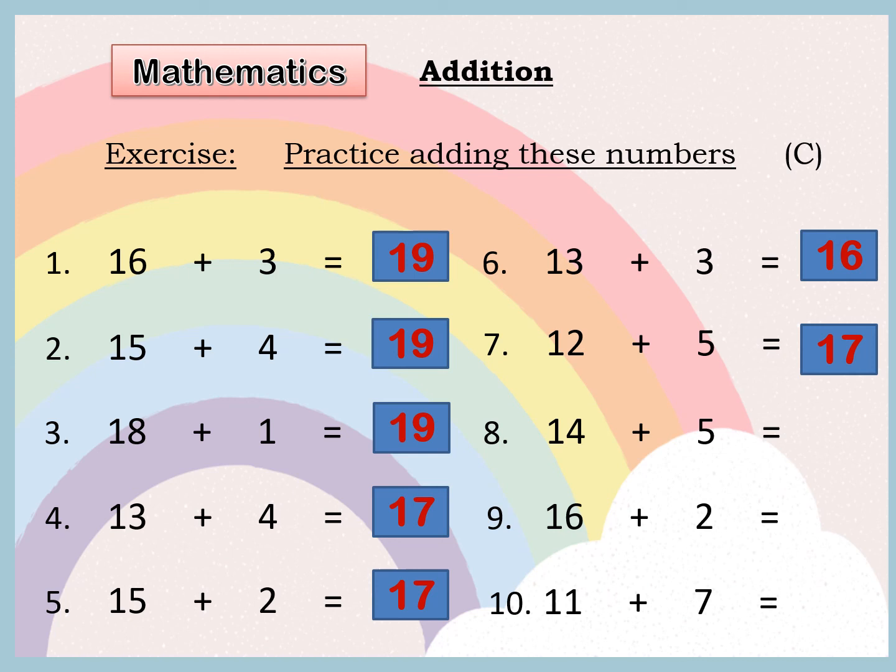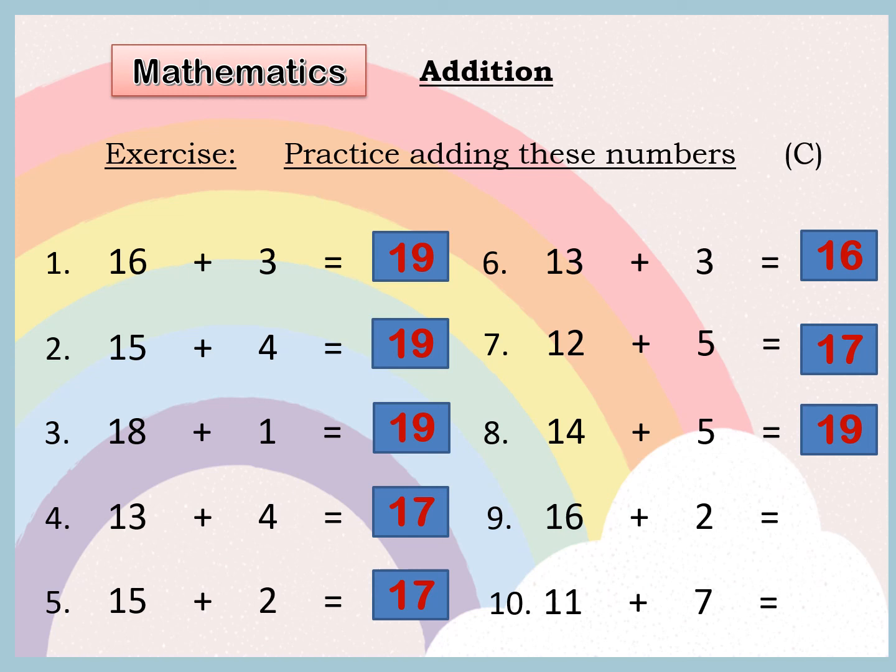14 plus 5. So which digit is bigger? Is it 14 or 5? Okay, the answer is 14. So 14 on your head, 5 on your fingers. So 14 and 5 is what? Next to 14 is 15, 16, 17, 18, and 19. The answer is 19. Did you get the right answer? If you get the right answer, then that's a good job.